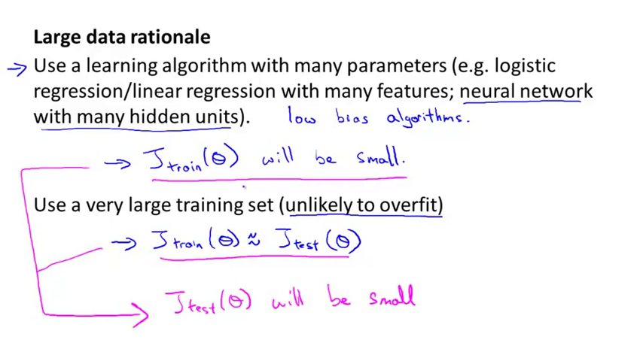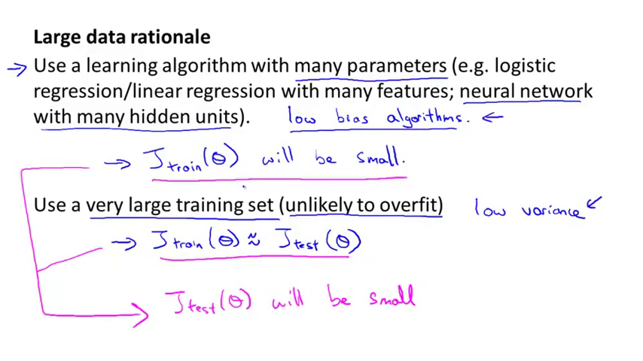Another way to think about this is that in order to have a high performance learning algorithm, we want it not to have high bias and not to have high variance. So the bias problem we're going to address by making sure we have a learning algorithm with many parameters, and so that gives us our low bias algorithm. And by using a very large training set, this ensures that we don't have a variance problem either. So hopefully our algorithm will have low variance. And so it's by putting these two together that we end up with a low bias and a low variance learning algorithm. And this allows us to do well on the test set.